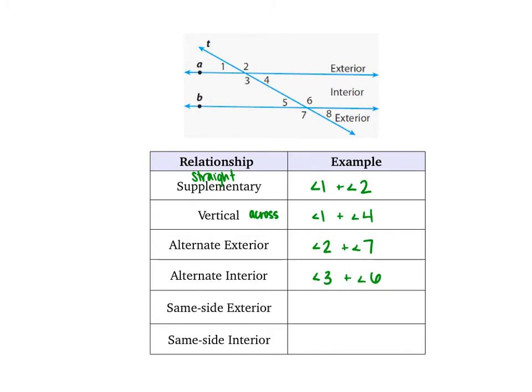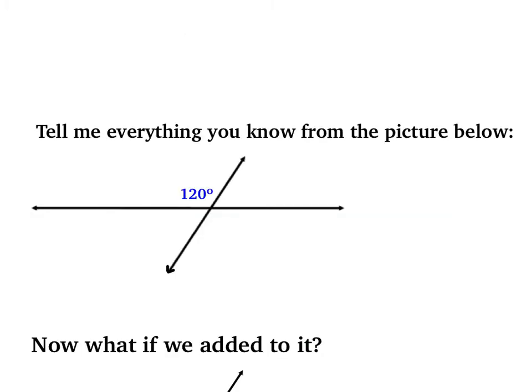Next up, let's look at same side. So this time they're going to be on the same side of that transversal. If I look at angle 1, on the exterior, but the same side would be angle 7. And if I look at same side interior, let's say I look at angle 4, that's on the inside. To the same side of that, but still interior with it, would be angle 6. We'll keep practicing that today.